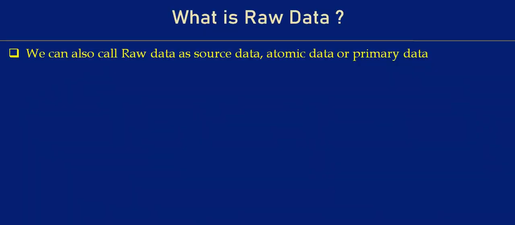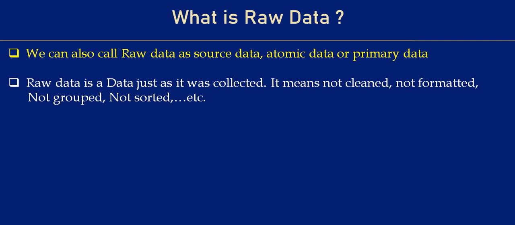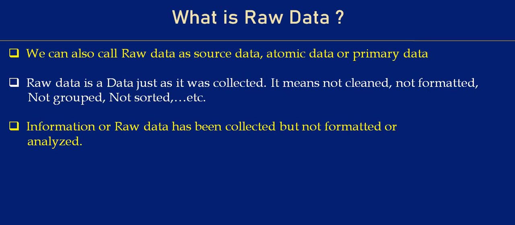In this tutorial, we are going to discuss raw data. What is raw data? We can also call raw data source data, atomic data, or primary data. Raw data is data just as it was collected. It means it was not cleaned, not formatted, not grouped, and not sorted as well. Information or raw data has been collected but not formatted or analyzed.